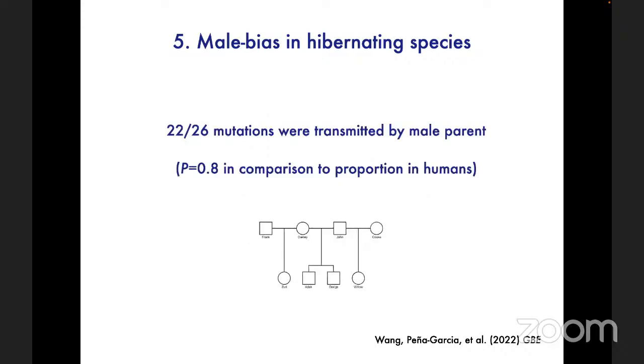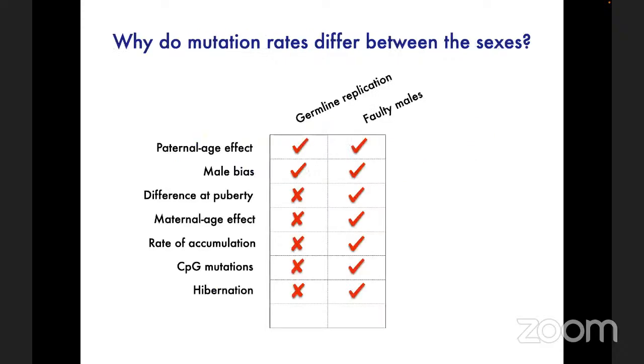But in fact, 22 of the 26 mutations were transmitted by the male parent, and it's not any different from the proportion you see in humans. So in this hibernating species, in which there's something fundamentally different about how spermatogenesis is happening and the size of the testis, there's just the same male bias as there always was. So again, I'm going to claim that's mostly consistent with the fact that the males are at fault, not what's exactly going on with mitosis.